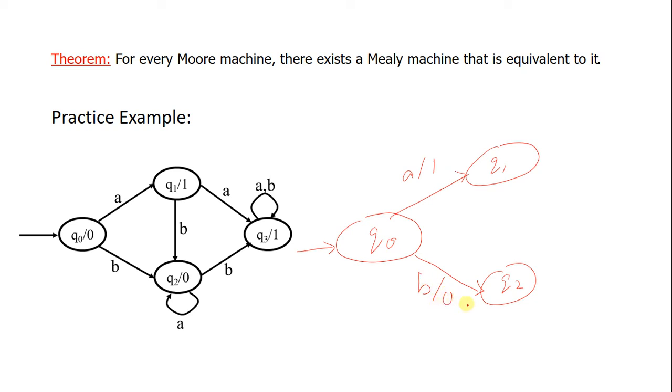And here you can see A goes back to Q2. So A goes back to here. Again we will write output with A 0. And this B comes here. So B will also have output at 0.